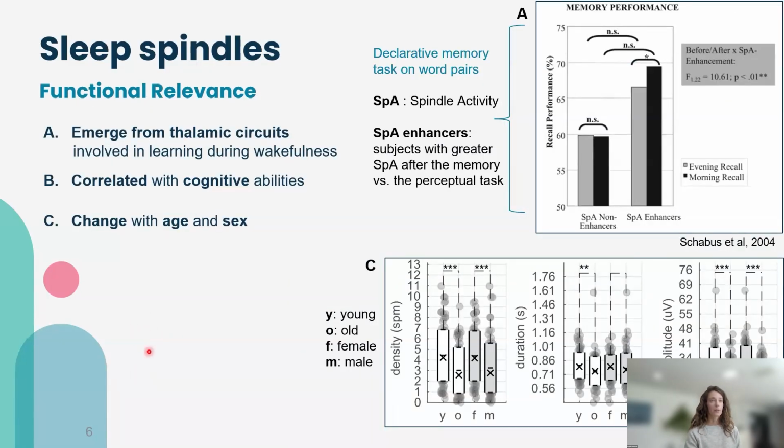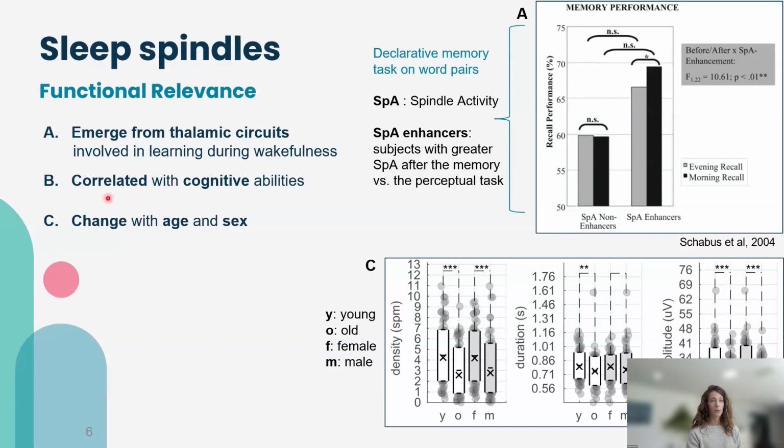I will continue with other important functional roles for the sleep spindle. They emerge from thalamic circuits that are involved in learning during wakefulness. To cite a well-known example, Gais et al. back in 2004 showed that participants with greater spindle activity during sleep following a memory task had better recall. The point is that only the group of subjects that showed an increase of the spindle activity after the memory task, compared to the test before the night, also showed better performance. And it was not possible to see this effect in the subjects without an increase of the spindle activity.